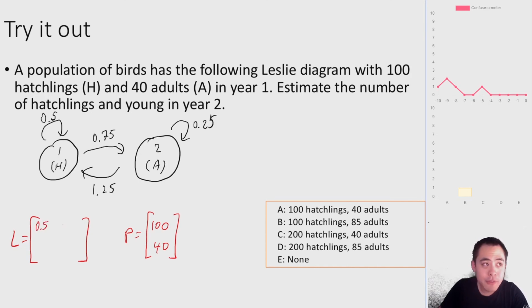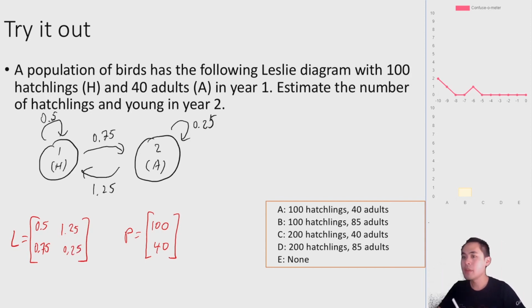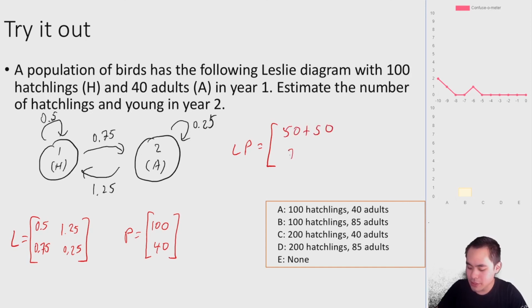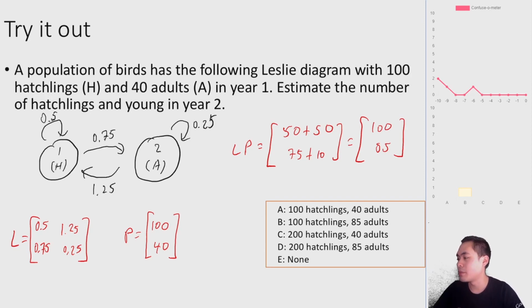So let me actually do this in order and explain what's going on here. You have 0.5 because you have an arrow from 1 to 1, and then you have 0.75 because you have an arrow from 1 to 2. And then 1.25 because you have an arrow from 2 to 1, and 0.25 because you have an arrow from 2 to 2. And so you multiply these together, so LP is going to be 50 plus 50, and that's going to be 75 plus 10, which is going to be equal to 185. So yes, the correct answer is B, which it looks like people managed to get.